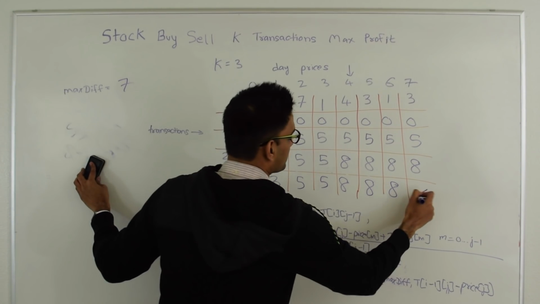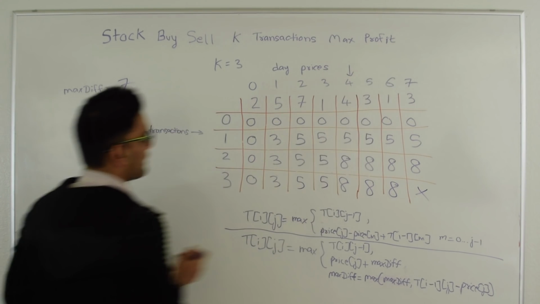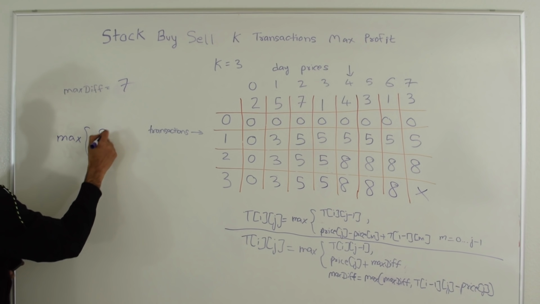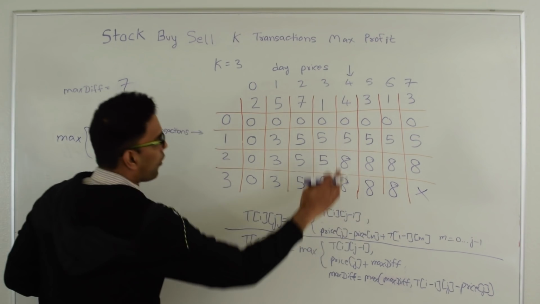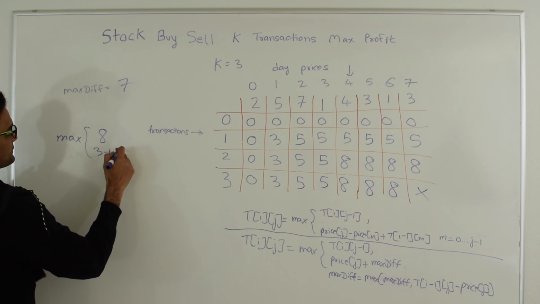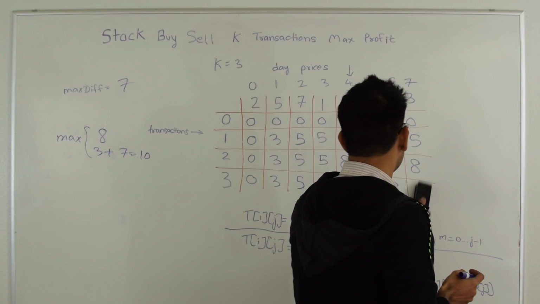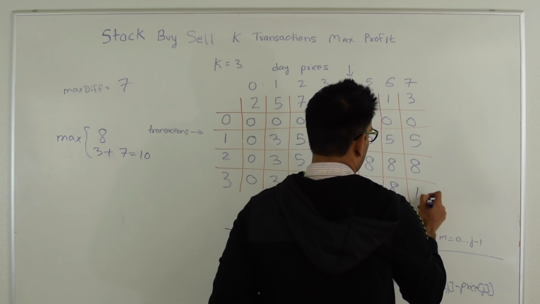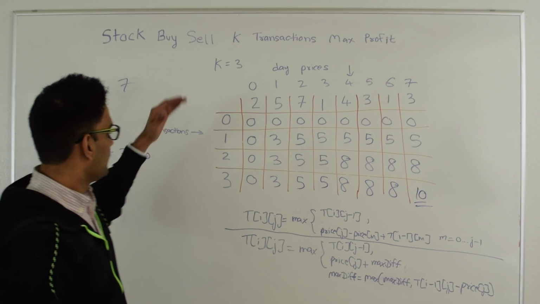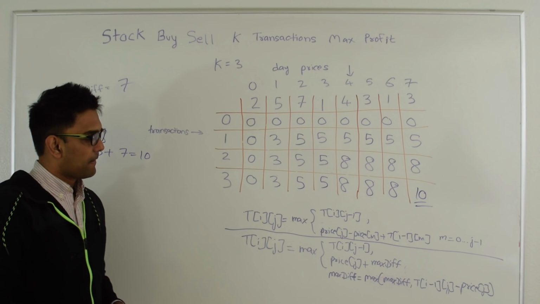Finally, let's fill up this particular cell. For this guy, the best you can do without transacting on day 7 will be max of 8, which is this value, or the price here, so 3 plus this max diff 7, so this value is 10. So the profit here will be 10. So this is the maximum profit we can get with these prices and these many transactions.